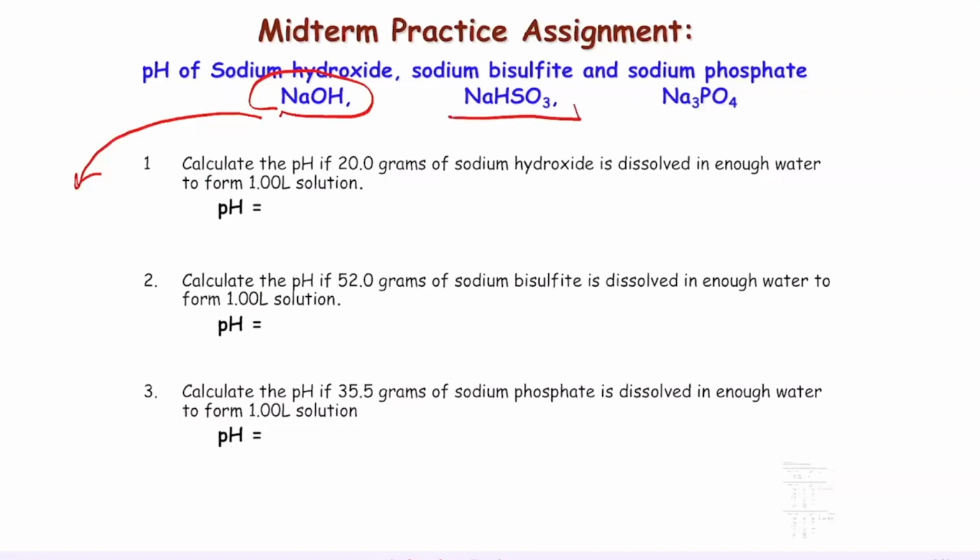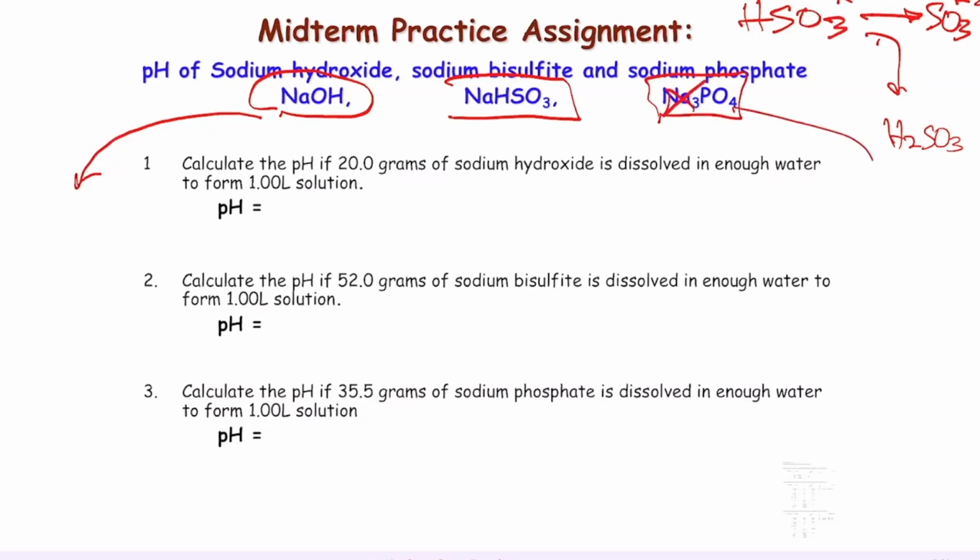This chemical is going to form HSO3 minus. That can either form H2SO3 or SO3 2 minus. The question is, which is the majority chemical? That's an amphoteric system, remember? And so you look at the Ka and the Kb. And then this right here, the sodium is a spectator.